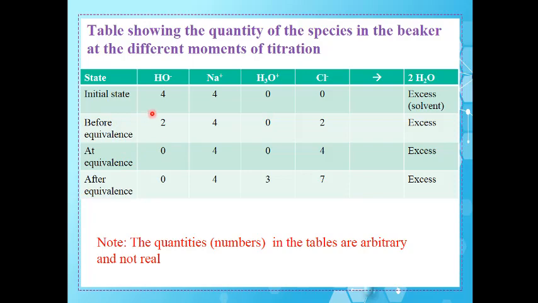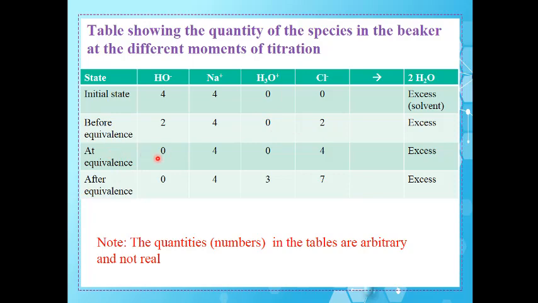Before equivalence, I have added HCl, it means H3O+ and Cl-. But what happens to the H3O+ added? They react with OH- present in the beaker. But before equivalence, we have OH- greater than H3O+. So as you have seen in the previous slide, H3O+ reacts with OH-, and some OH- will still remain before equivalence. And definitely the spectator ions, nothing will change in their number. And here we have a new spectator ion in the beaker, which is Cl- coming from the HCl added.